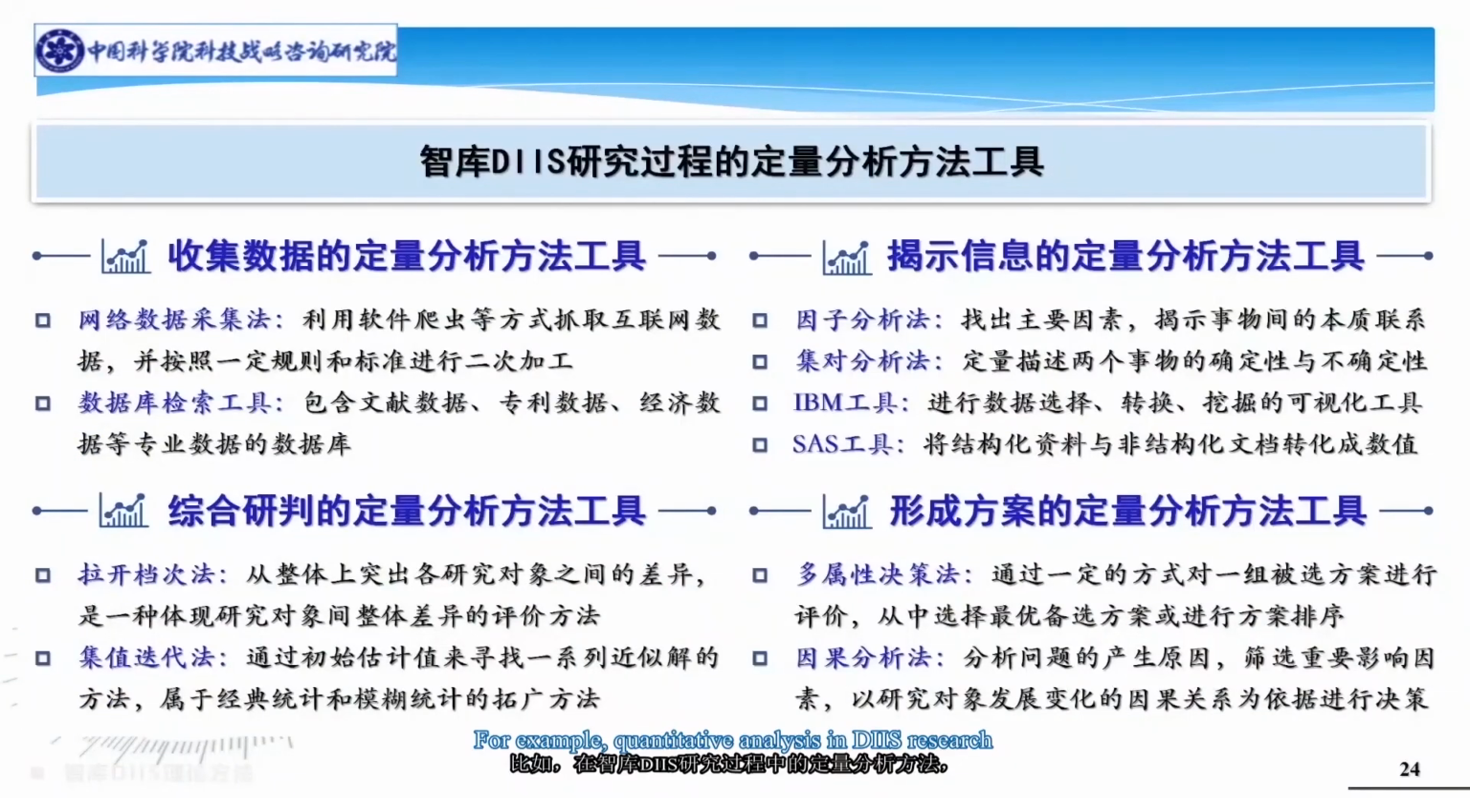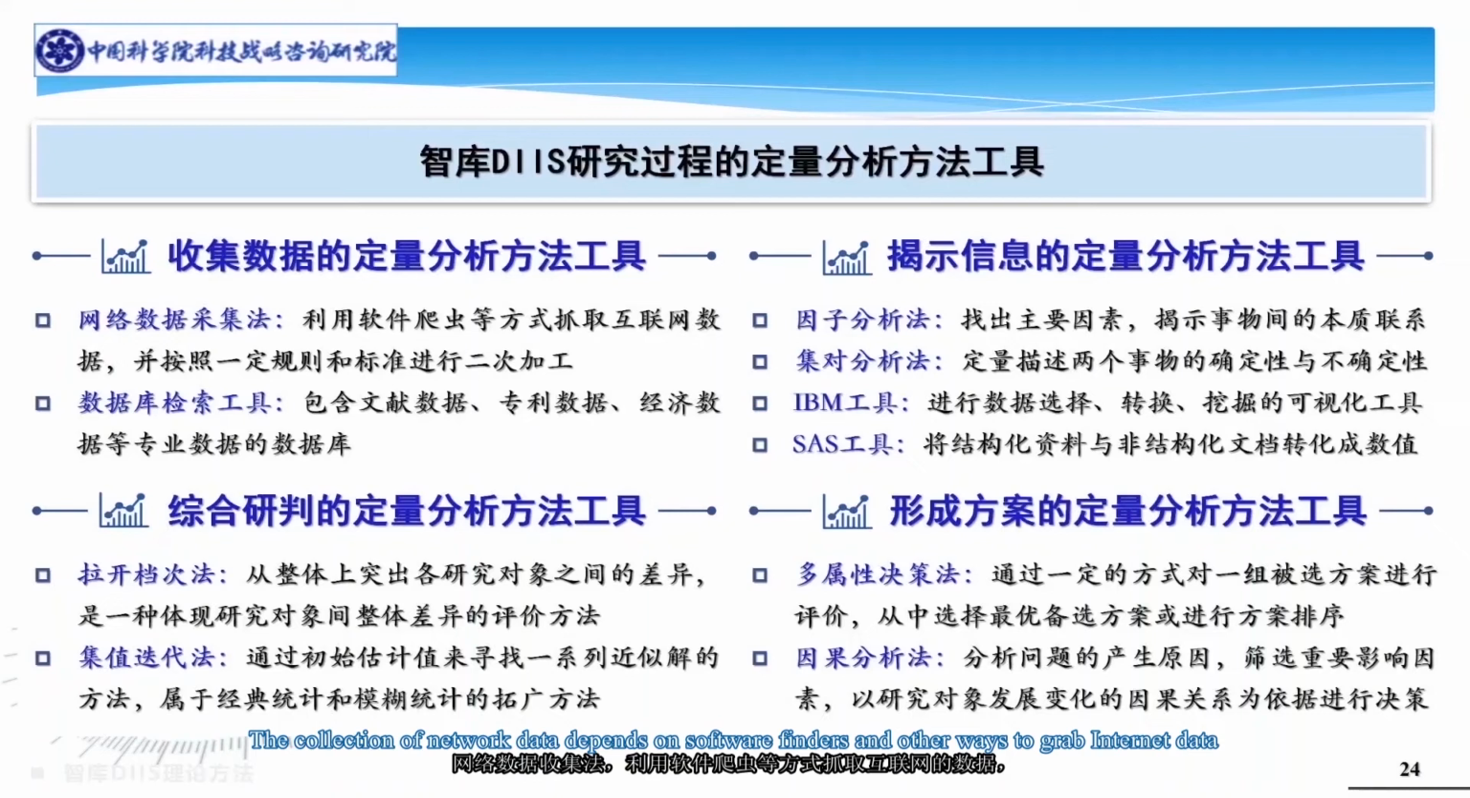For example, quantitative analysis in DIIS research and the quantitative analysis of data, which I have mentioned before, will not be talked in detail. The collection of network data depends on software finders and other ways to grab internet data and processes the data again according to certain rules and standards. The retrieval of database includes literature data, patent data, and economic data.